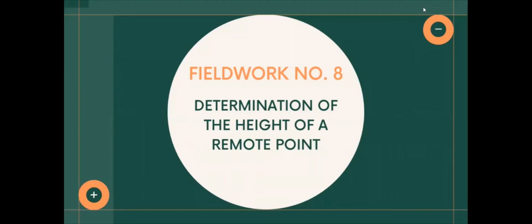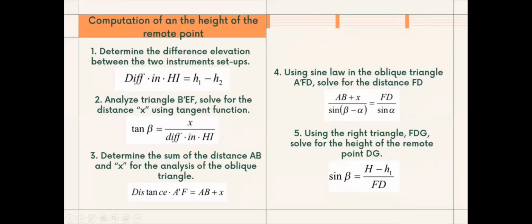Work number 8. Determination of the height of a remote point. So for the computation of the height of the remote point, first we have to determine the difference in elevation between the two instrument setups. The formula to be used is the difference in height is equal to h sub 1 minus h sub 2. Second is analyze triangle BEF, solve for the distance x using the tangent function. The formula is tan beta is equal to x all over the difference in height.